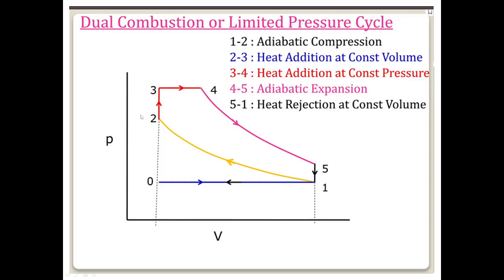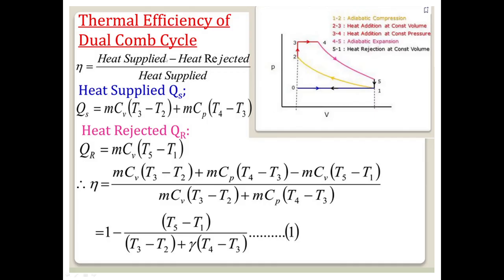Here we may observe that heat addition process is combined. 2 to 3 is constant volume heat addition and 3 to 4 is constant pressure heat addition. So the thermal efficiency is heat supplied minus heat rejected upon heat supplied. Heat supplied Qs is calculated by combining these two. So for constant volume process, m Cv (T3 minus T2) plus m Cp (T4 minus T3). So this is heat addition. Heat rejected at constant volume is m Cv (T5 minus T1).